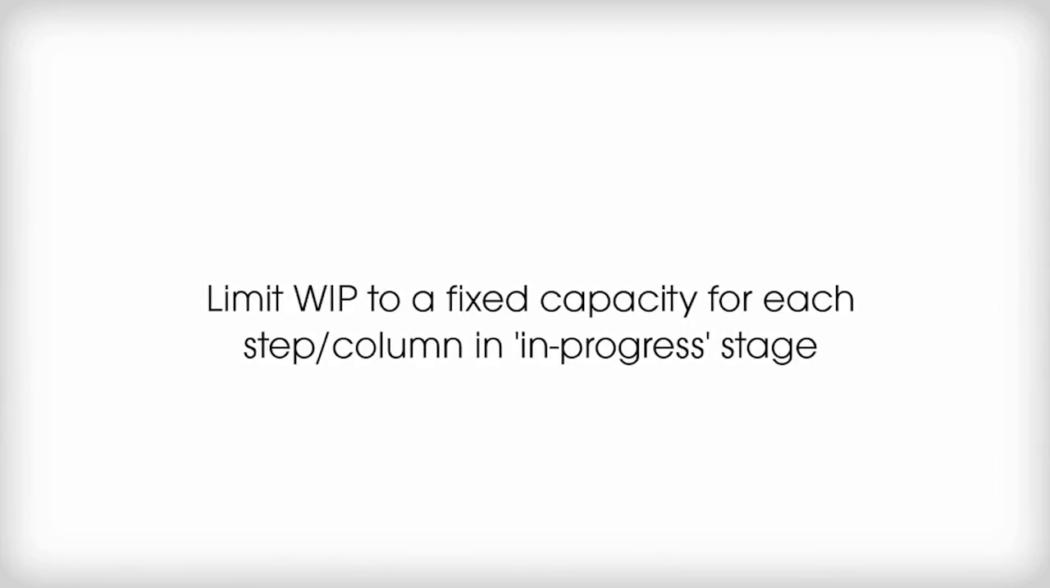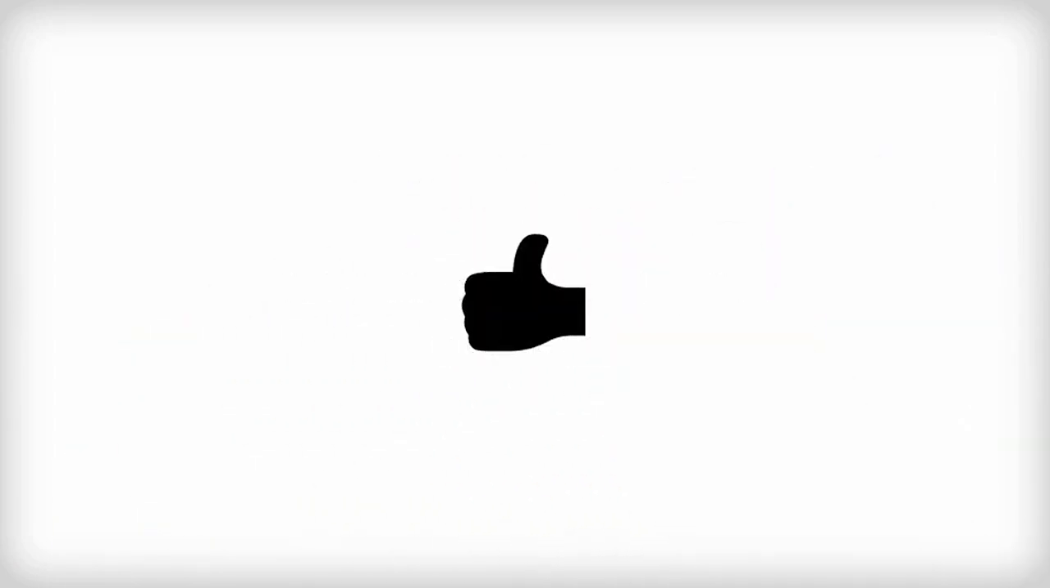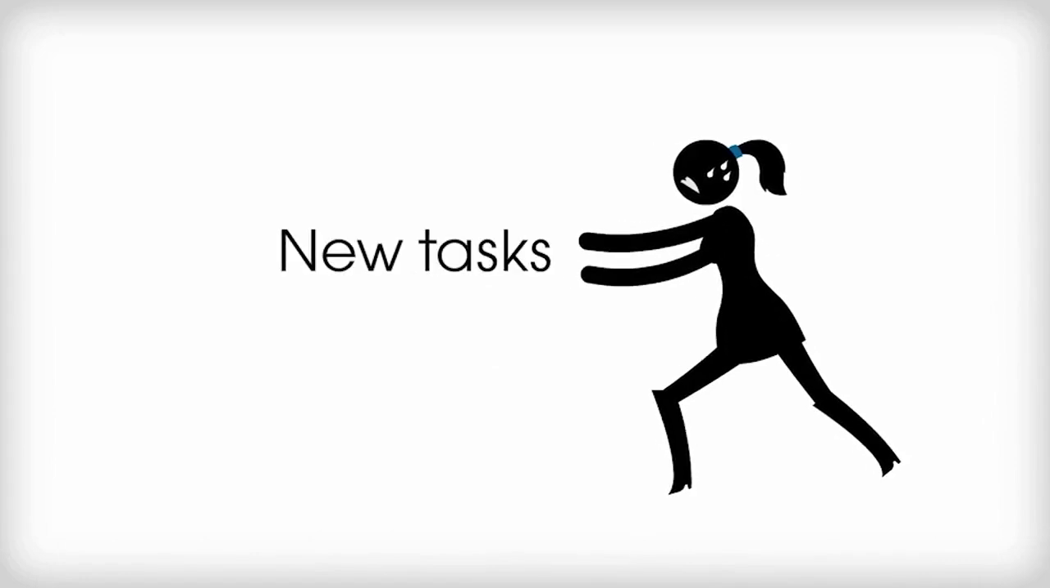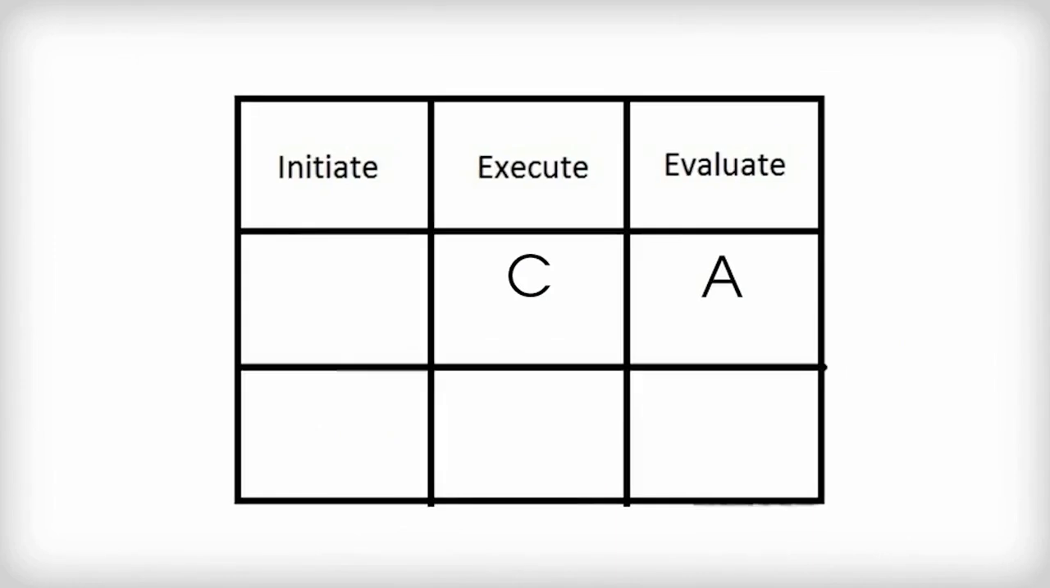Kanban can solve this problem effectively by limiting work in progress to a fixed capacity for each step or column in the in-progress stage. This means WIP limits are placed on the work level, which will effectively clear up idle tasks, removing them to make way for new tasks. For instance, let's take tasks that are listed as A, B, C, and D. Each of them are in different stages. Suppose task A is in the evaluate stage and task C is in the execute stage. So for C to move to the evaluate stage, it is necessary that A be cleared quickly.